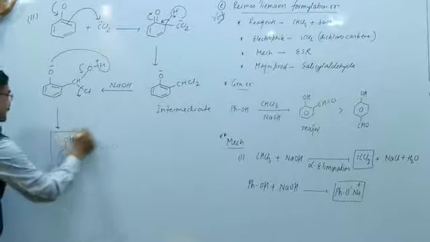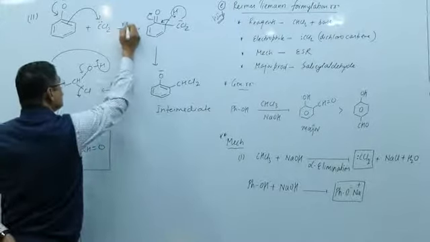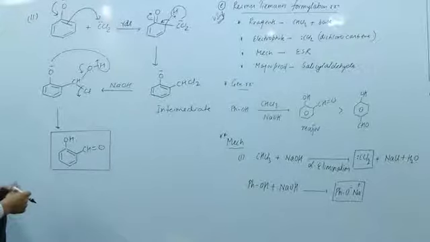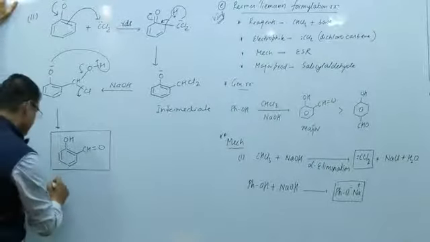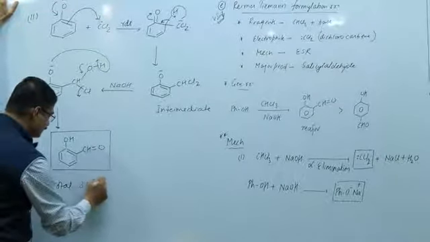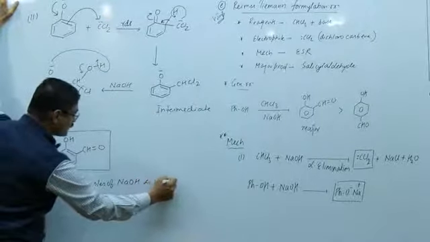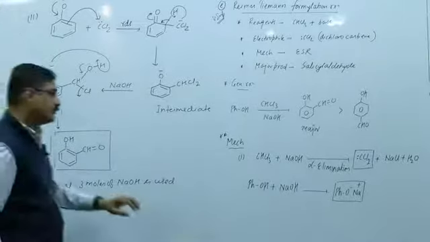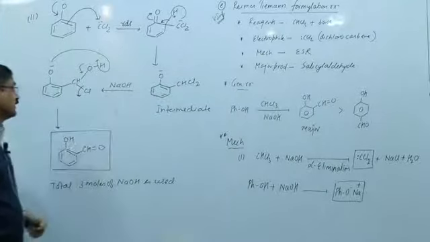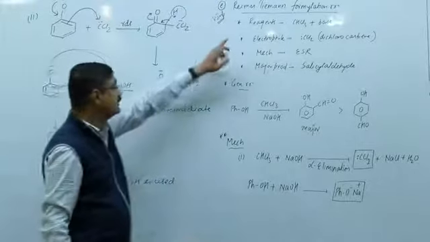So this is the final product. In this procedure, the attack of carbene is the RDS step, the slowest step. All the rest of the steps are fast. So you can say a total of 3 moles of base is used: 1 mole with the chloroform, 1 mole with phenol, and 1 mole for the hydrolysis. So I repeat the Reimer-Tiemann formylation reaction.